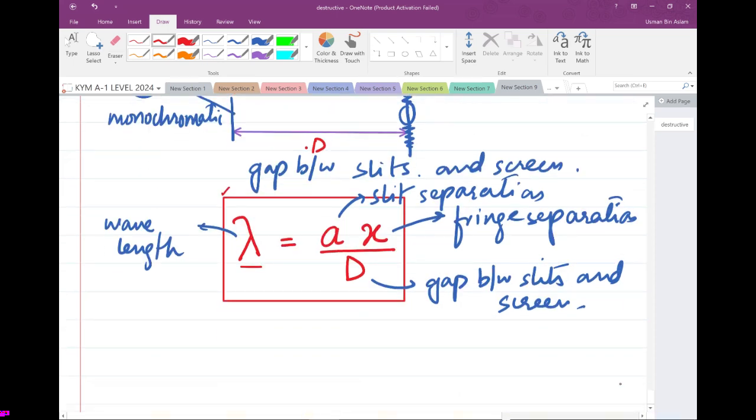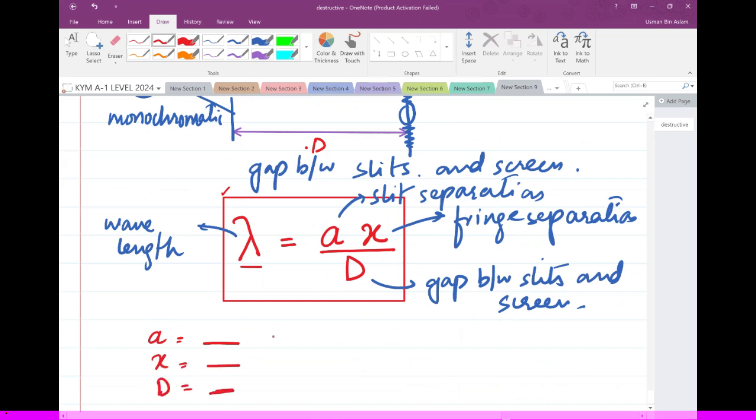What type of questions can you expect from it? The examiner might give you different values of A, X, and D and ask you to find out lambda. So all you have to do is substitute the values in the equation and find out lambda. We take a little break and see if you are with me so far.